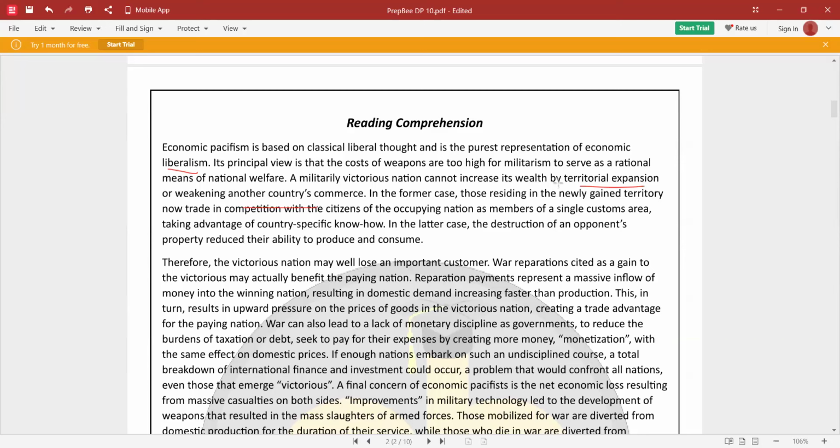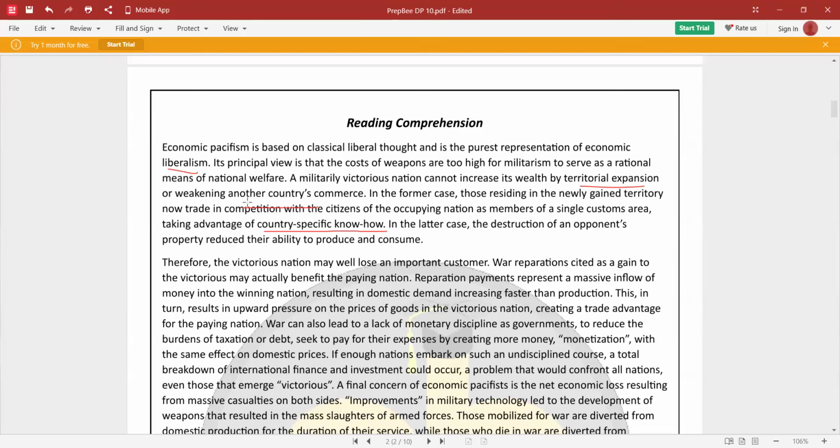In the former case, what is it? Territorial expansion. Those residing in the newly gained territory now trade in competition with the citizens of the occupying nation as members of a single custom area, taking advantage of country-specific know-how. What does it mean? When a nation takes over a new territory, the people in that region become part of the economy as a whole, right? And now they compete with the original citizens. Those who are actually residing in that territory have more knowledge about what works there. So now you're competing with those citizens.